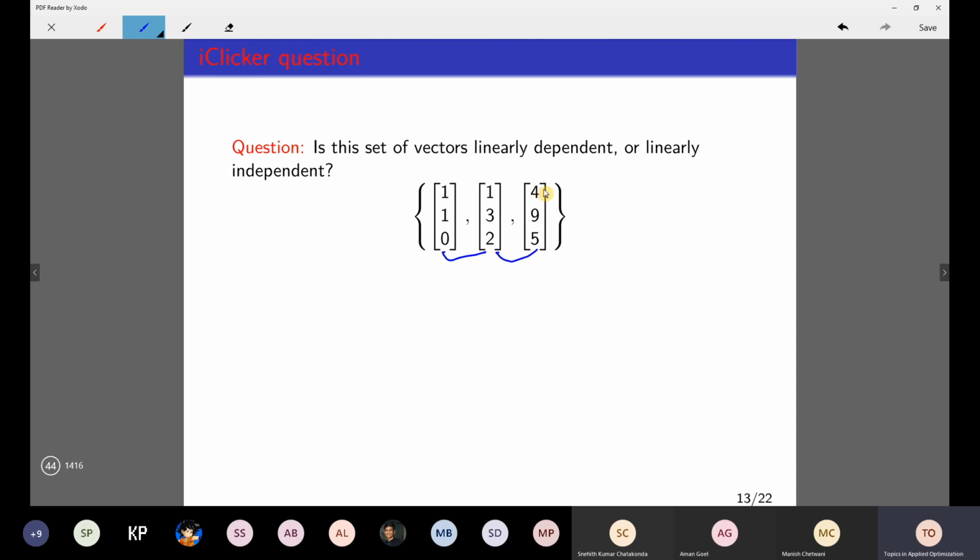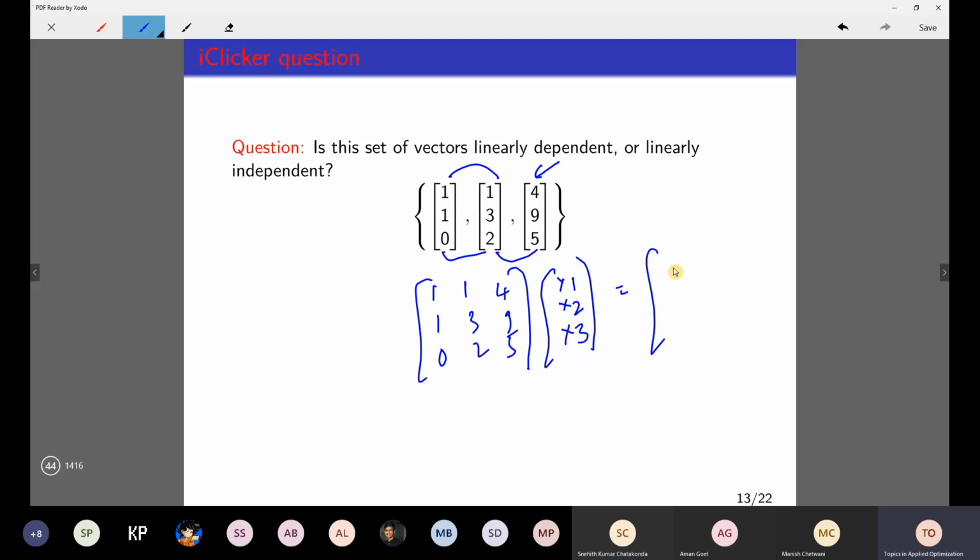Another way it could be dependent is, can I get, let us say, this vector by a linear combination of these two vectors? These are the questions we may ask: can we generate one of the vectors as a linear combination of the other vectors? When in doubt, one has to go and solve the linear system, like 1 1 0 1 3 2 4 9 5, and then x1 x2 x3, and then 0 0 0. The right-hand side is always 0 when you're doing this check. If you solve this and it turns out that the solution is 0, then it's independent.